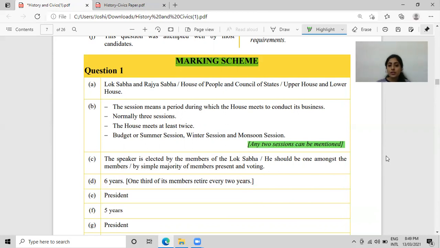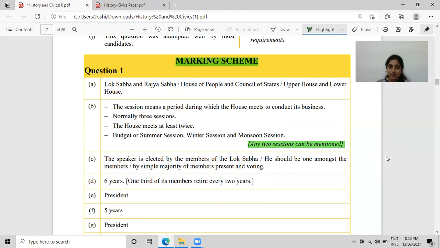And the third question was, how is the Speaker of the Lok Sabha elected? So we are going to write, the Speaker of the Lok Sabha is elected by the members of the Lok Sabha. Point number 1. Point number 2, he should be one amongst the members, elected by simple majority of members present and voting. So here they have mentioned 2 points, but students, for a 1 mark question, you can write down any 1 point. So this is how we are going to answer Question 1, which is the 1-liners from the civics section.